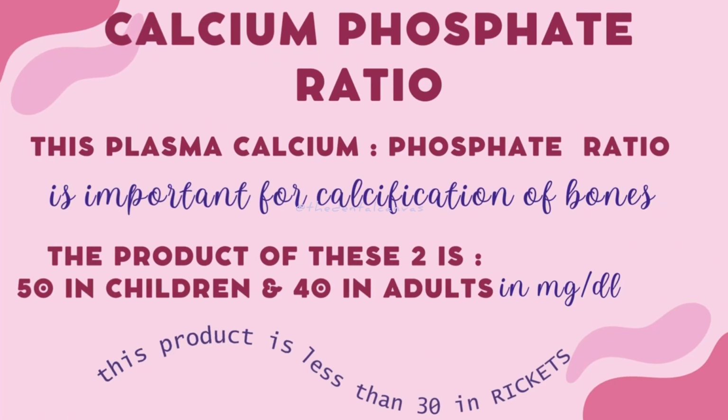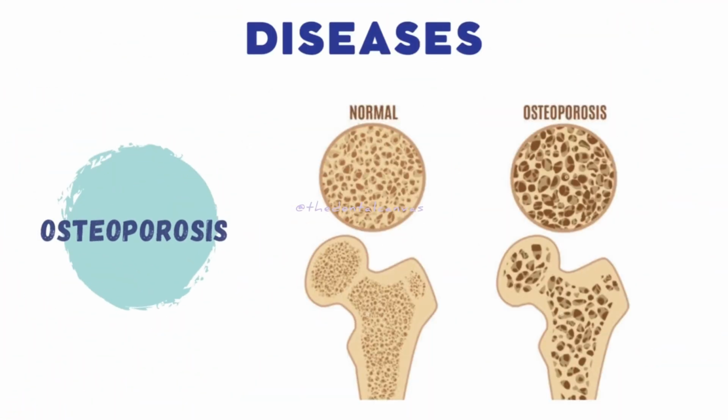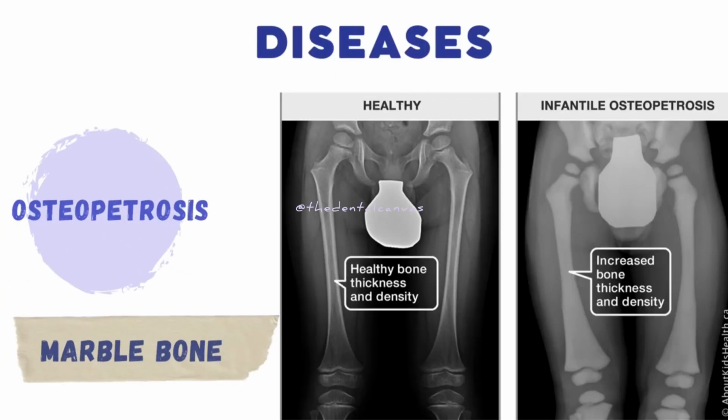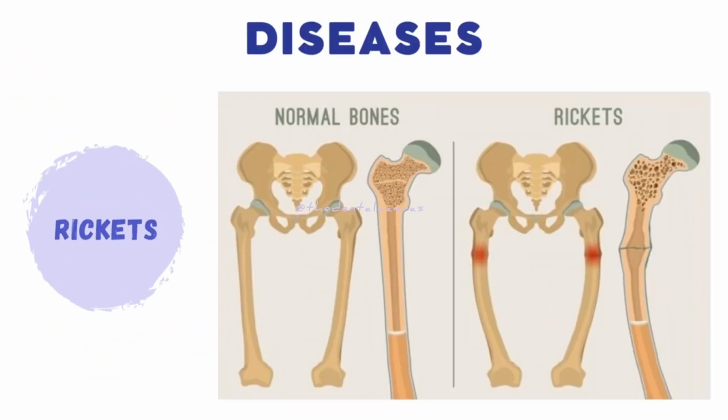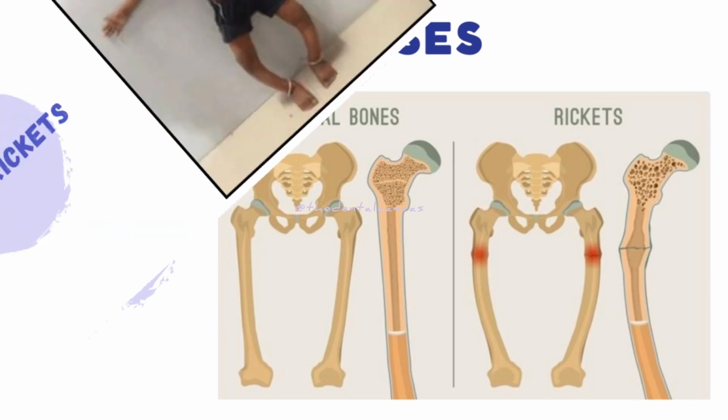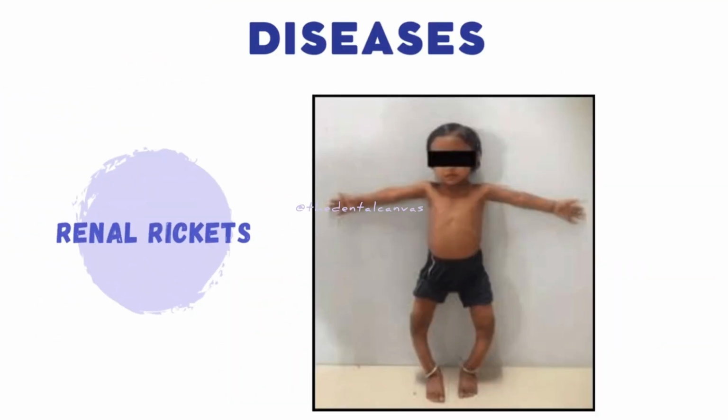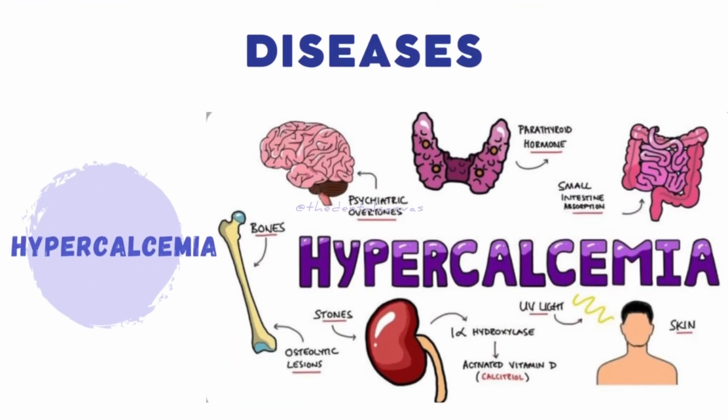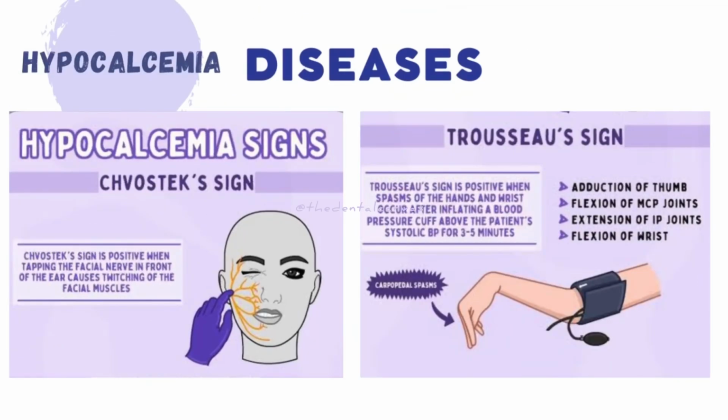Lastly, you have to mention calcium phosphate ratio and the product, how it differs in children and adults. It is 50 in children and 40 in adults. Like that, we have already come to the diseases part. Mention osteoporosis, osteopetrosis, that is also known as marble bone. Don't forget about rickets, it is very important. Mention the bow-shaped appearance as you can see in this child's legs, and hypocalcemia, which causes Chvostek's sign and Trousseau's sign.